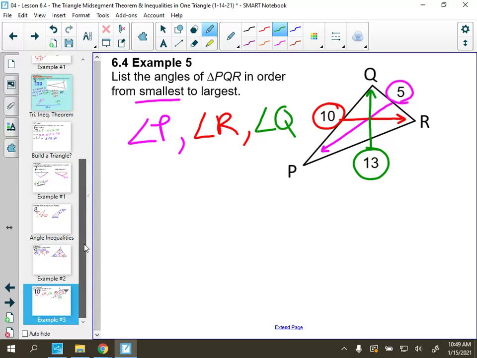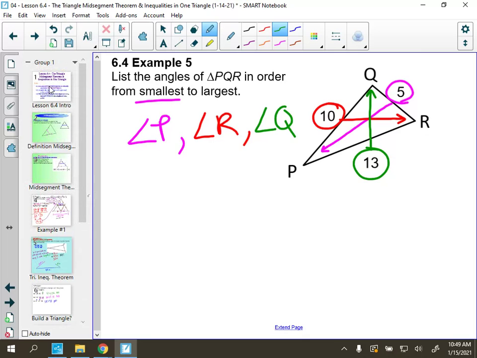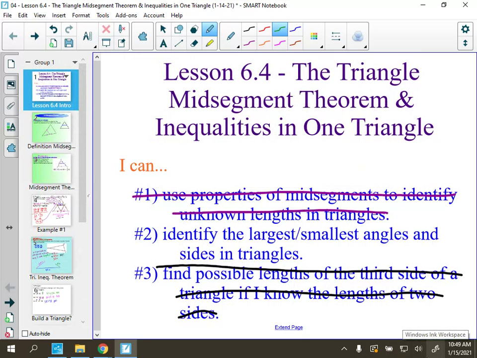That's it. That might be one of the shorter ones we've done. So that's identifying the largest and smallest angles and sides in triangles. So we did it. That's pretty good. I don't think there's any reason to drag it out or make it any longer. So 6-4 done, chapter 6 done. Yeah, that's it. I will see you in future lessons.